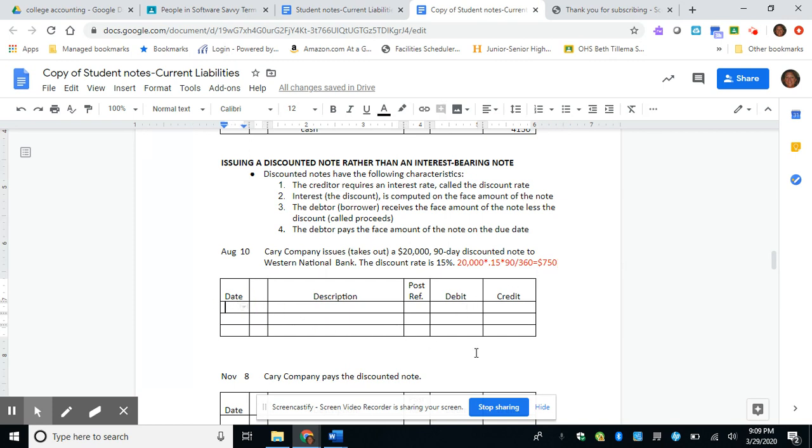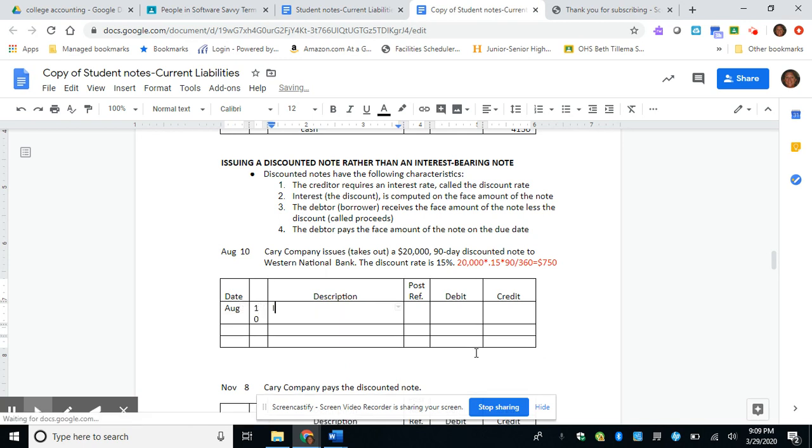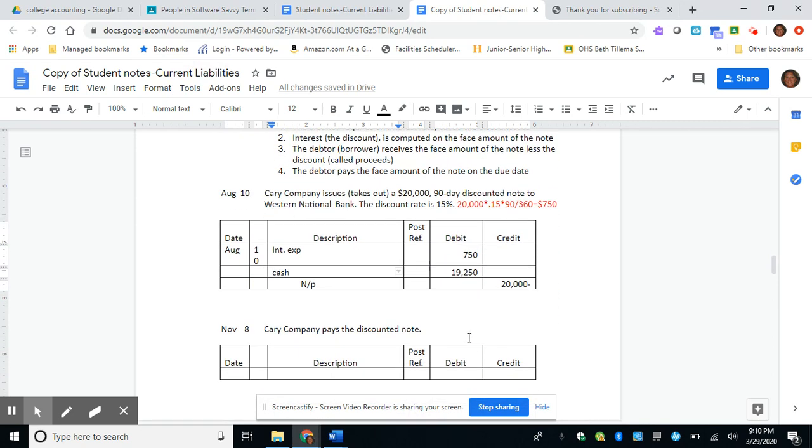So I'm going to put this in August 10th as interest expense, $750. Now my note payable is the face value of the note, which I know is $20,000. So the difference between my debits and my credits right now is $19,250. And that is the amount of cash that I'm walking away with. So the difference with the discounted note is that we pay interest before the note matures, before the loan comes due. Where most normal loans, we calculate interest after the loan is due.